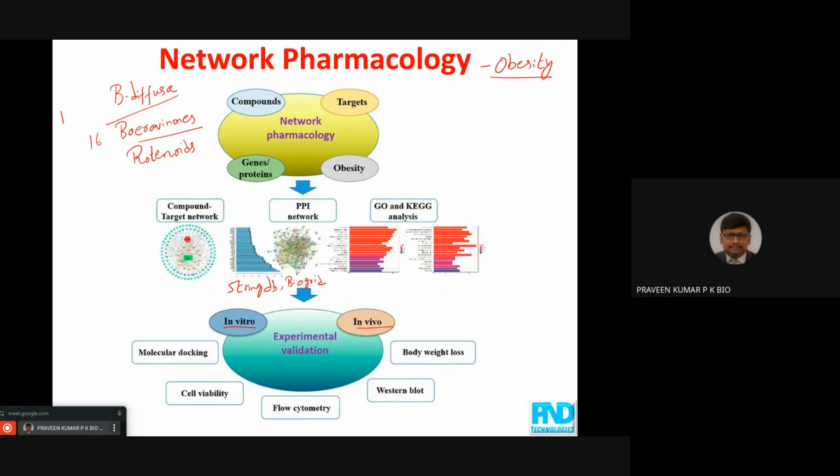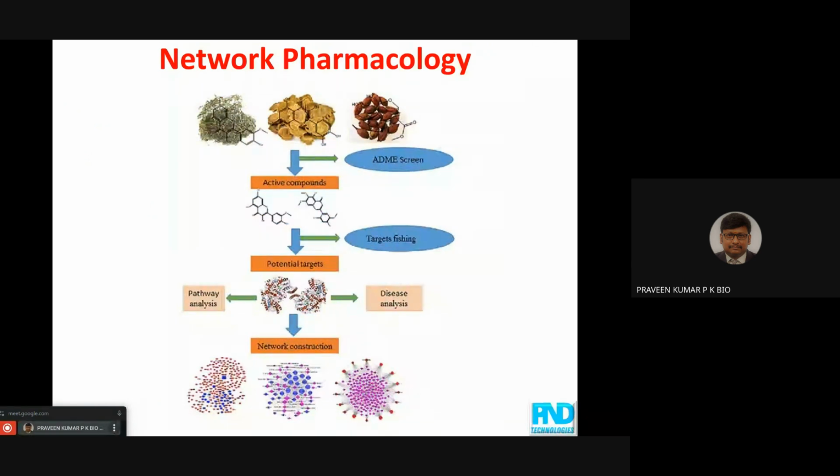Generally, for obesity, the best animal model to check is the rat. So like this, we can try with any kind of disease. In this case it is obesity. We can take curcumin from curcuminoids, Curcuma longa, and then try to make it.